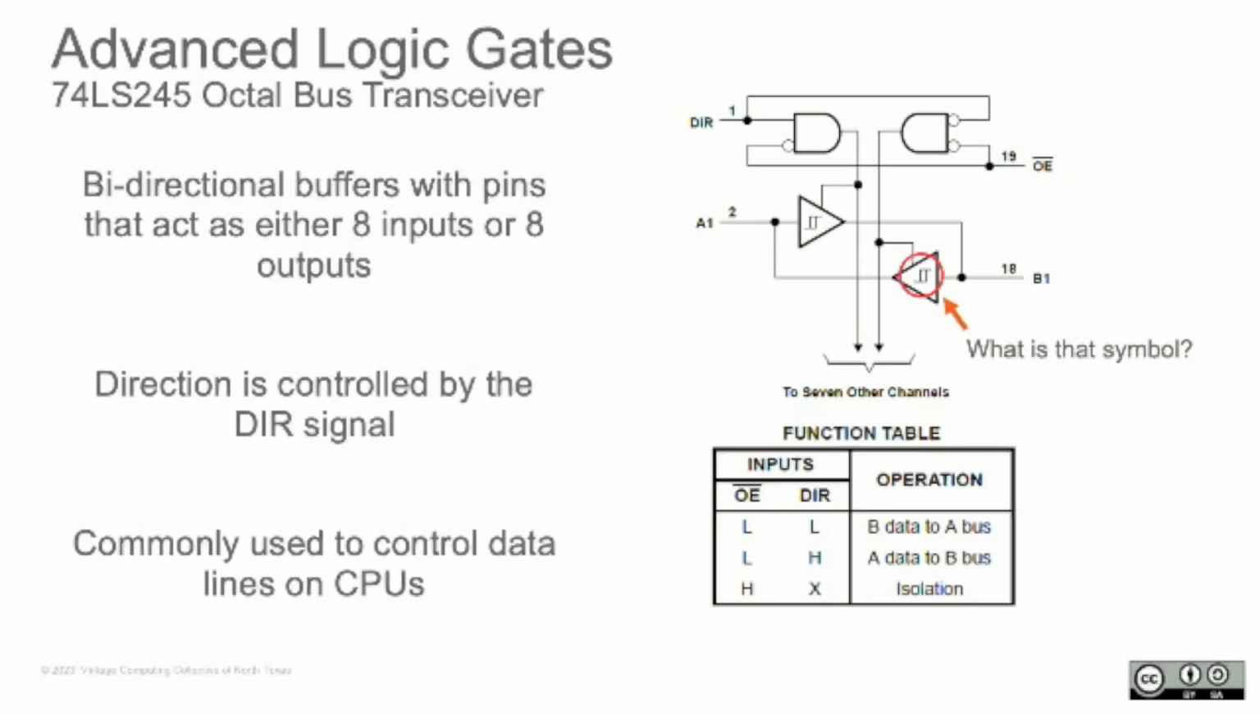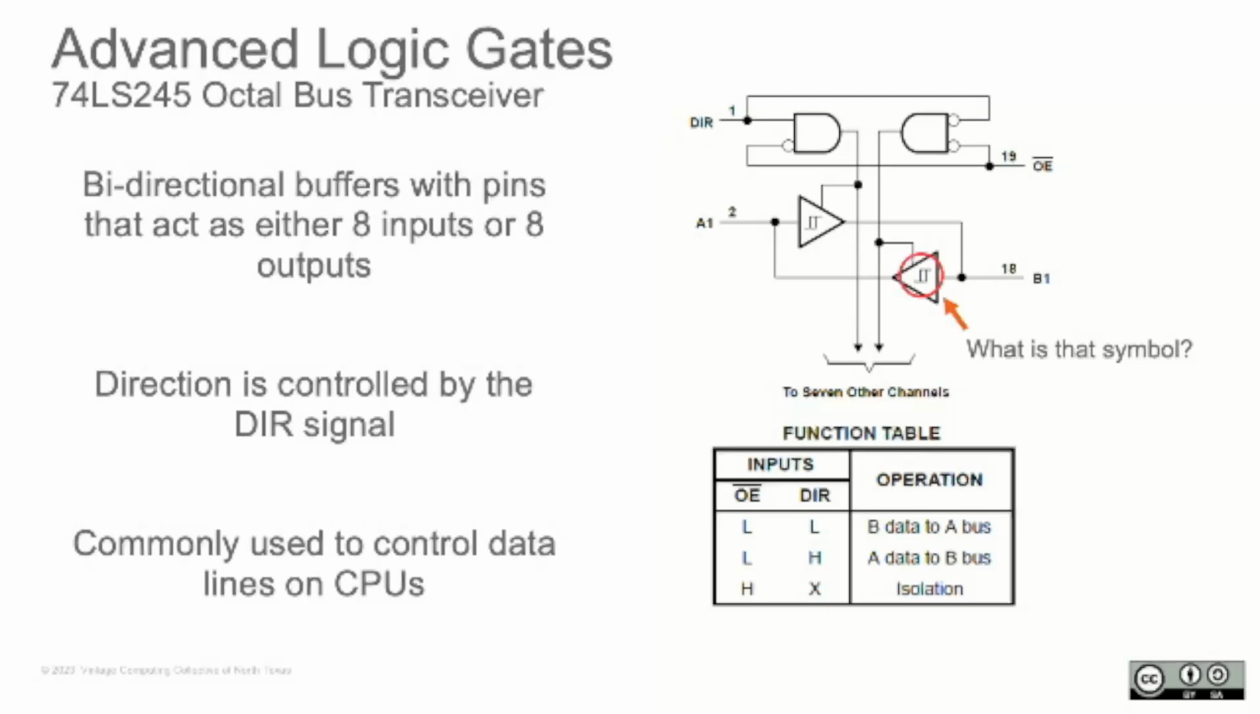I have a question. The line that's coming in on the top of the triangle is considered an input on those? Which one? This one? Yeah. That's your control line. So you've got your direction here and you've got your output enable here. With these, you're combining those signals and sending it down here, and that controls those gates.